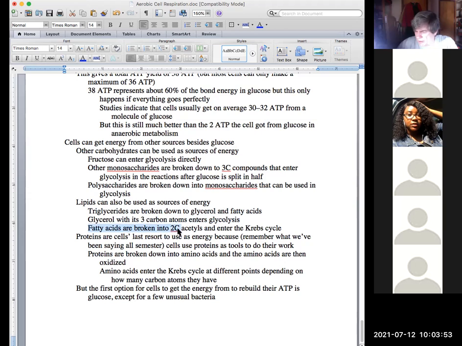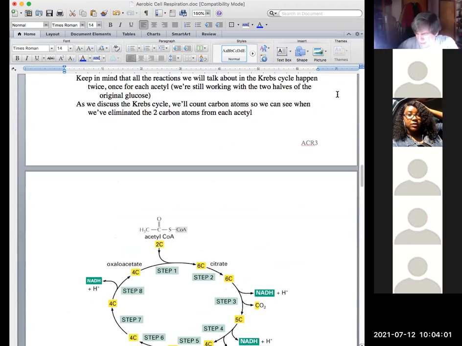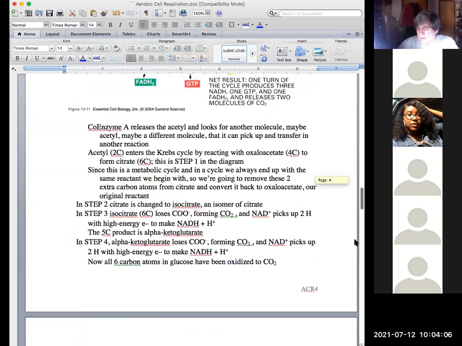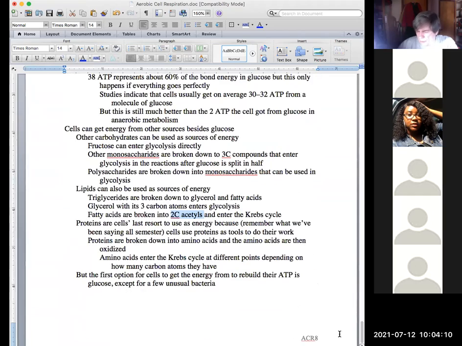Fatty acids are broken down into 2 carbon pieces and modified to be acetyl. So remember, acetyl is what came into the Krebs cycle. So then those 2 carbon pieces are pushed through the Krebs cycle. Now, fatty acids and lipids are used by cells, but notice lipids are only used by cells after you use your carbohydrates.